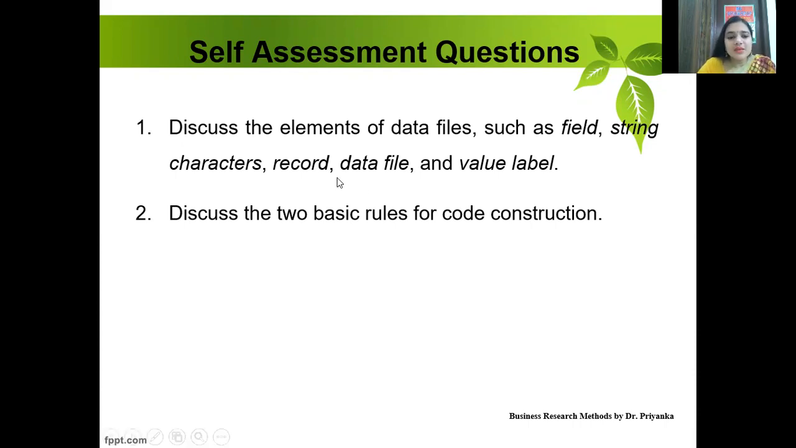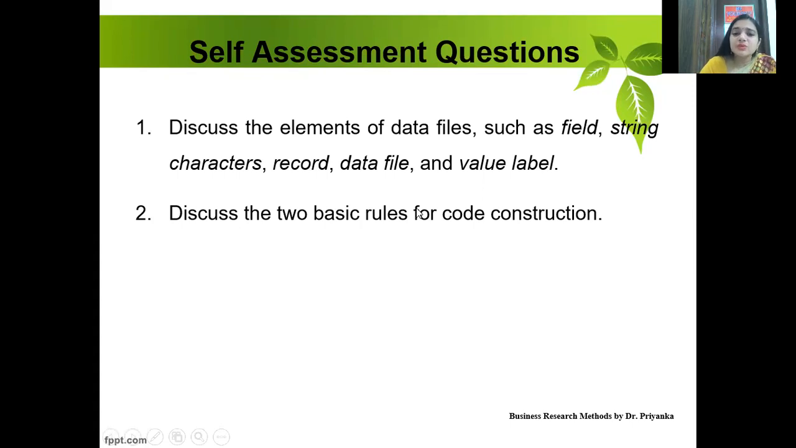Then record basically is a collection of related fields. We have discussed what field is. Now record is a collection of related fields. Researchers may use this term to refer to one respondent's data, right? We discussed it in the presentation as well. Then a data file is a collection of related records that make up a data set. And finally, value label allows a word or short phrase to be associated with a numerical value.